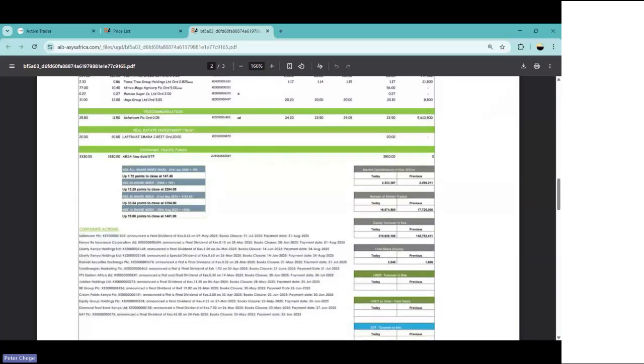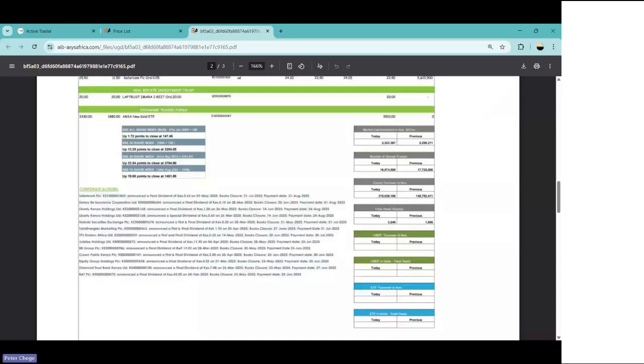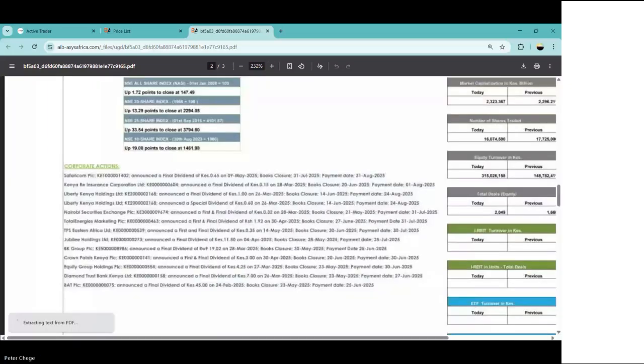Again, let me zoom in. I know it might not be visible well on your side. Like you have a Safaricom share, which announced a final dividend of 0.6 Kenya shillings. The announcement was done on 9th May. So you'll get the announcement date.